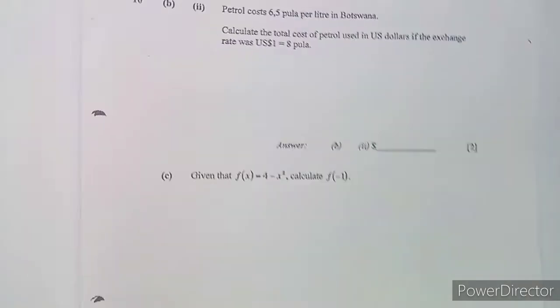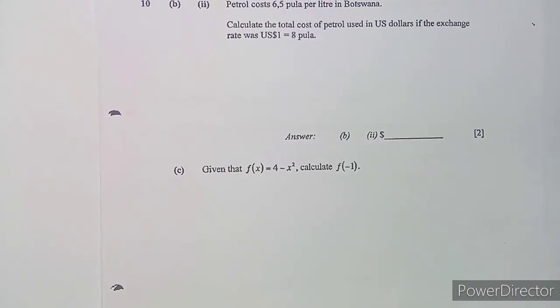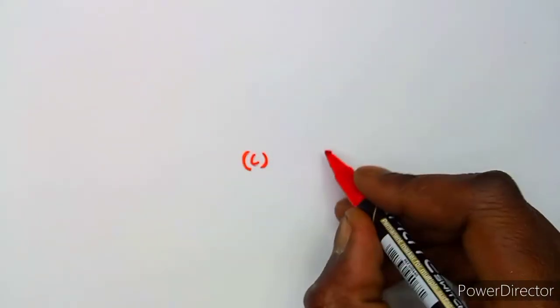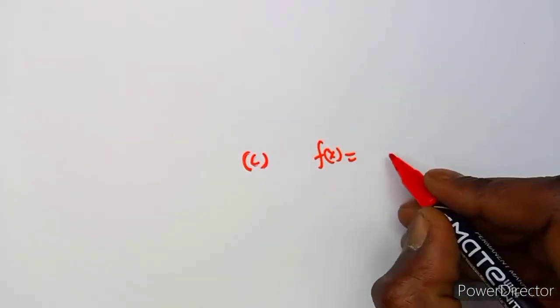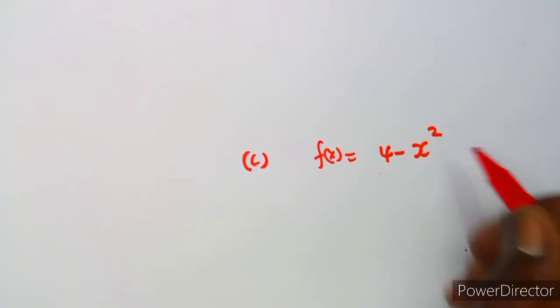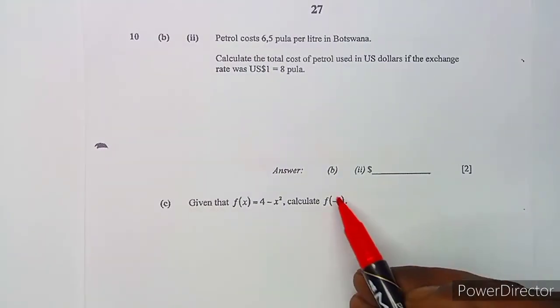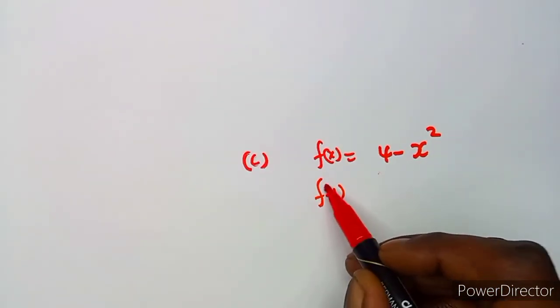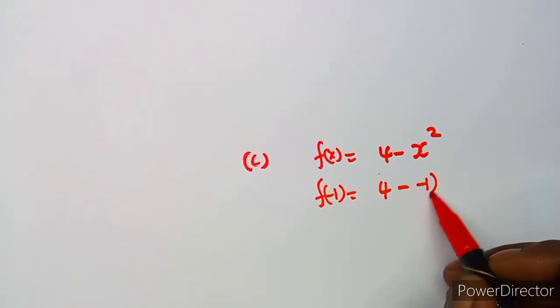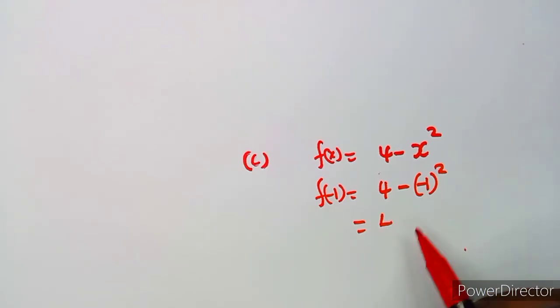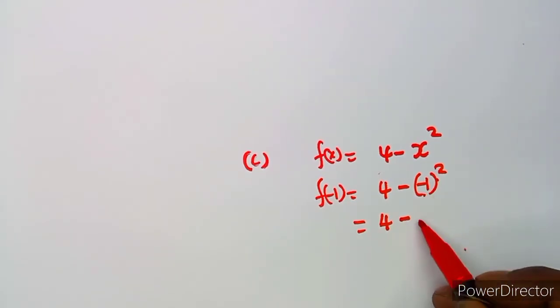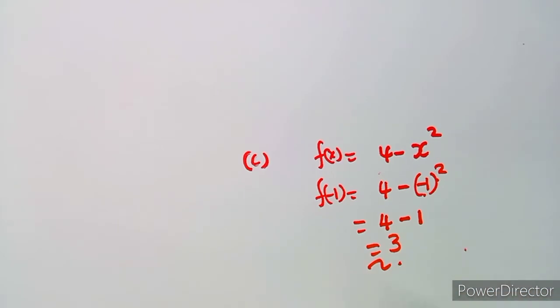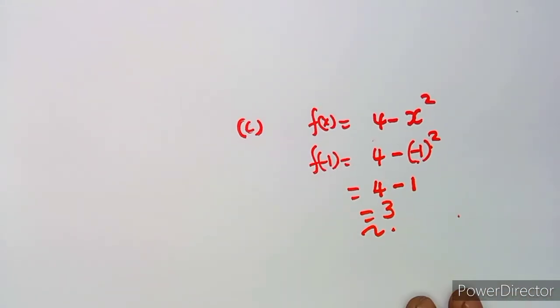And we were given on number C that given that f of x is equal to 4 minus x squared, find f of minus 1. So this is a bonus question, isn't it, guys? Simply substitute the value of x. For f of minus 1, where there was x, substitute minus 1. So it's 4 minus 1 squared, which is 1. So 4 minus 1, which is 3. So that's what you're going to have at the end.